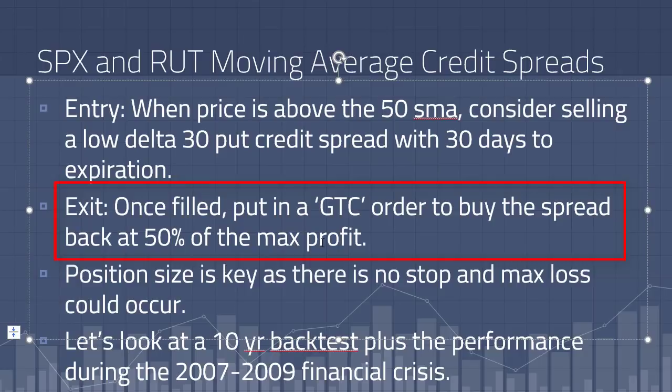And then once you close it, if you're still above the 50, you could just open a new one, right? So that's the goal, is to get out, take your profit, and look to enter a new one as long as the conditions are there. And the only condition is we're looking at when price is above the 50 SMA.